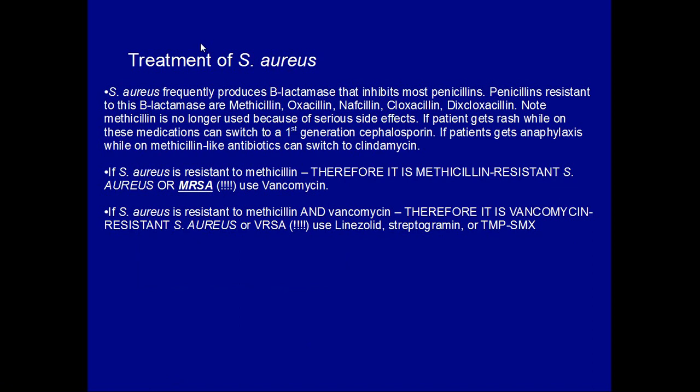How do you treat S. aureus? Well, Staph in general, not just Staph aureus, but Staph epidermidis, saprophyticus, all these Staph infections generally tend to produce beta-lactamase. The good news is that there's some penicillins that are resistant to the beta-lactamase that Staph makes. These are called methicillin, oxacillin, nafcillin, cloxacillin, dicloxacillin. Anything that says cillin, basically. Now, methicillin is no longer used because it had very serious side effects.